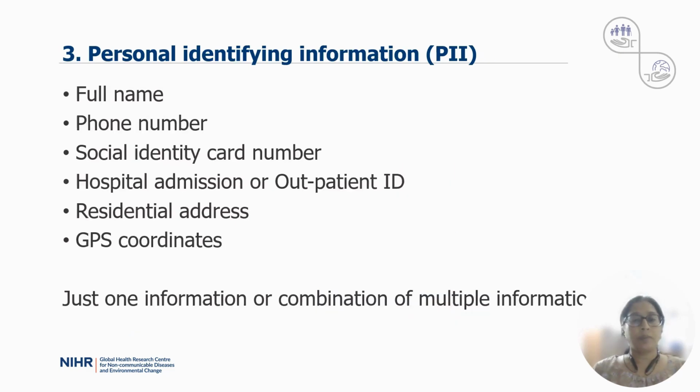The commonly collected personal identifying informations are full name, phone number, social identity card number, and so on and so forth. It could be just one piece of information or a combination of multiple pieces of information which can lead to the identity of an individual.